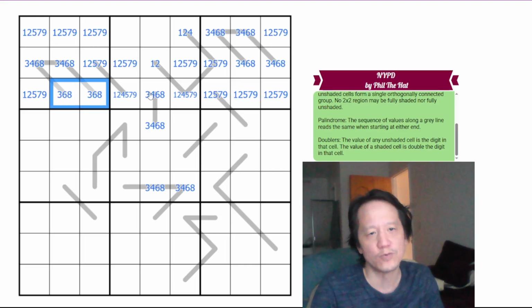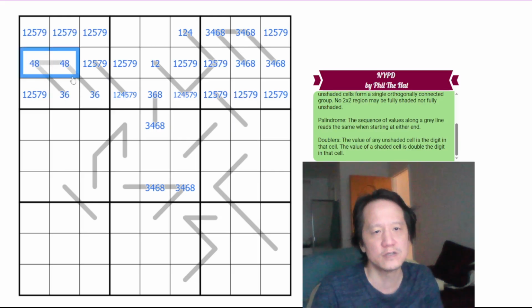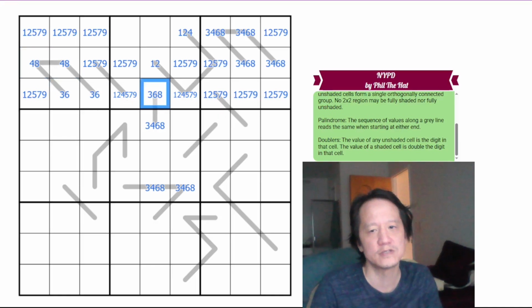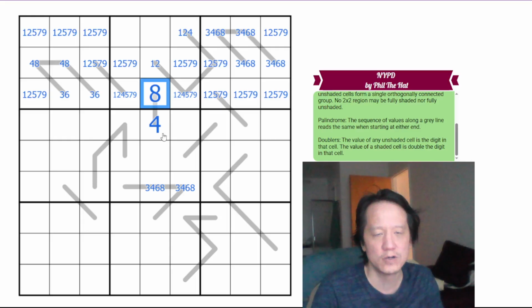So this can't be 4. This can't be 4. To have a 1 to 2 ratio here, this must be 3 and 6. Therefore, this can't be 3, 6 here. This is 4 and 8. This 3, 6 eliminates 3 and 6 here, so that's 8. This is 4.